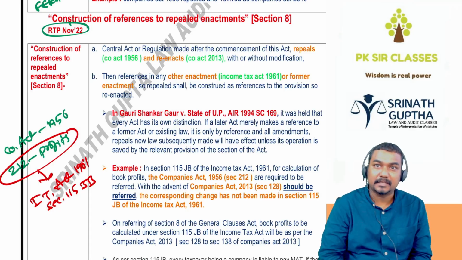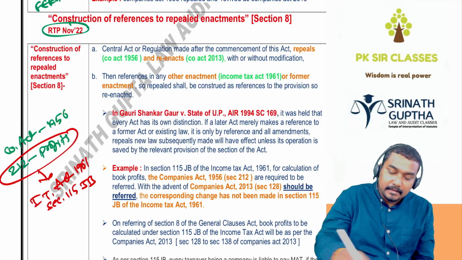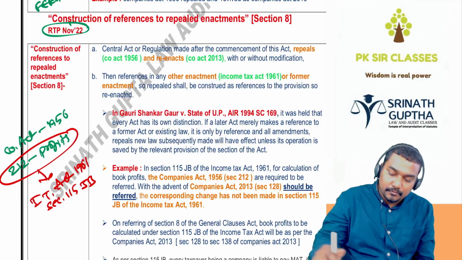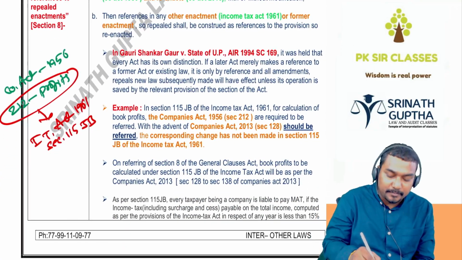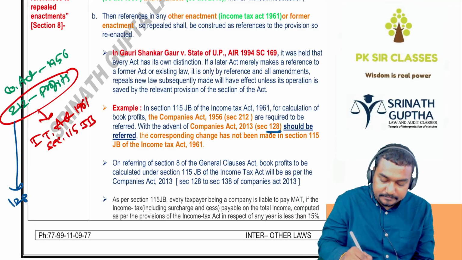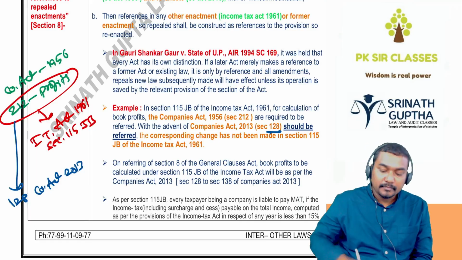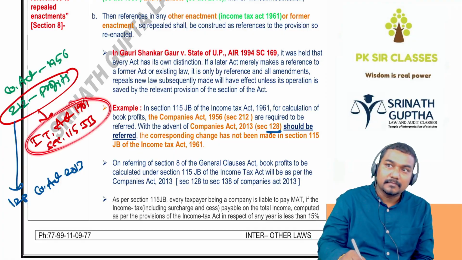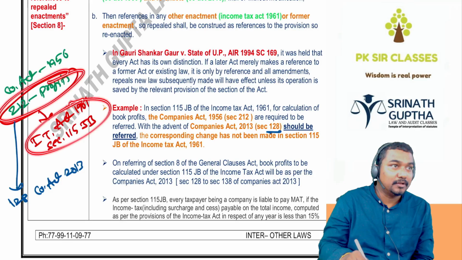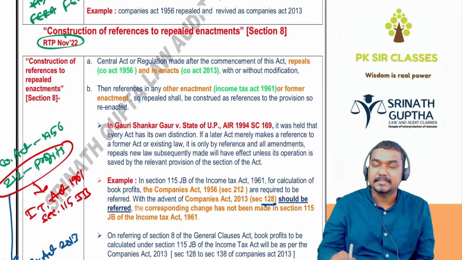But unfortunately, right now this act does not exist. So for section 212 in the old Companies Act, the corresponding section in the new Companies Act 2013 is section 128. In the old Companies Act 212 deals with the profits of the company, and in the new Companies Act 128 deals with the profits of the company. So when you read 212 of the old Companies Act in the Income Tax Act, you have to understand it as 128 of the new Companies Act. This question was asked once in the exam. Section 8.